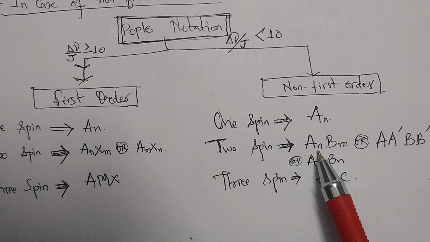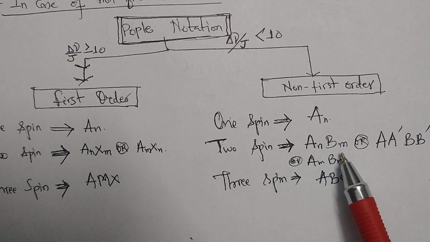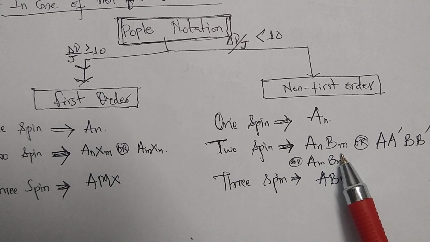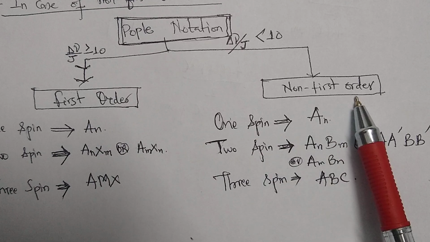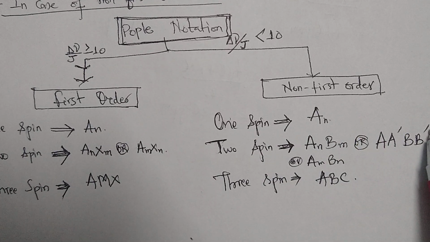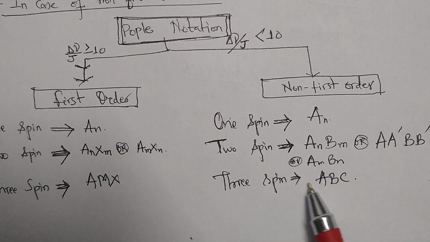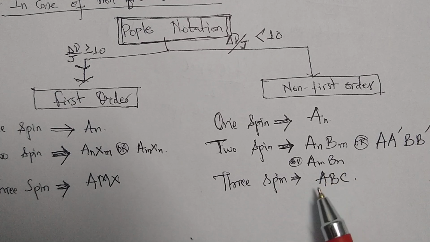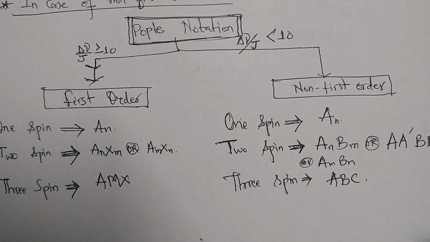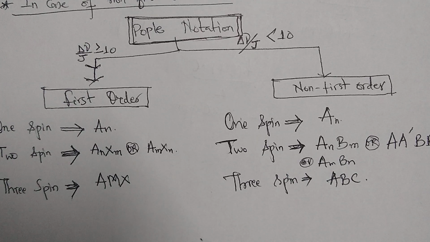Now for non-first order, the 1-spin system is similar, that is AN. For the 2-spin system it is ANBN or AMBN, which we have already done in the case of first order, but here in the case of non-first order it will be AA'BB'. Likewise we will write, and for the 3-spin system it will be the ABC system, which will be slightly different from that of the first order. So with that Pople notation, we will now consider some examples as problems.